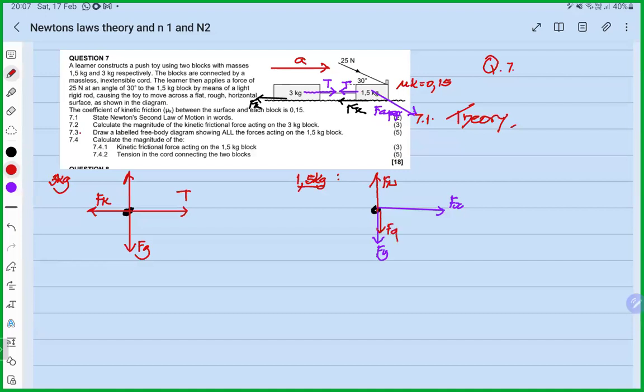I just want to emphasize this about free body diagrams. If you have both the forces acting in the same direction, please draw them next to each other as opposed to on top of each other so that you can see two distinct forces. You're going to have your tension acting back, and you're going to have your kinetic frictional force here. You can call this Fk or Ff. Please note that the kinetic frictional force will actually be different on these masses here.